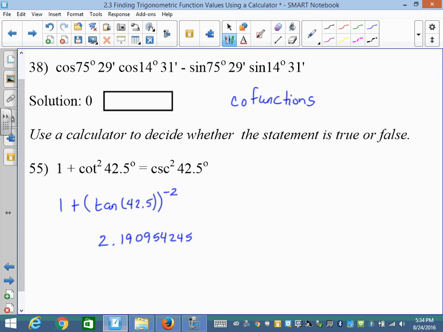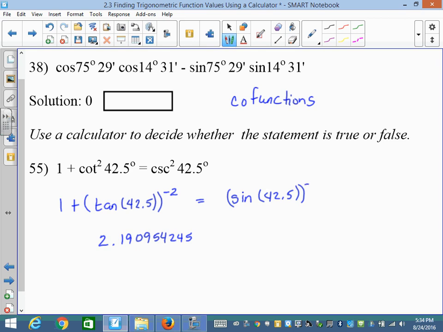and you will get 2.19095425. Now we also have to do the cosecant side, which is sine. Reciprocal of cosecant is sine. 42.5 degrees. But I need to now square that value and take the reciprocal. So we want that to be to the negative 2 power.